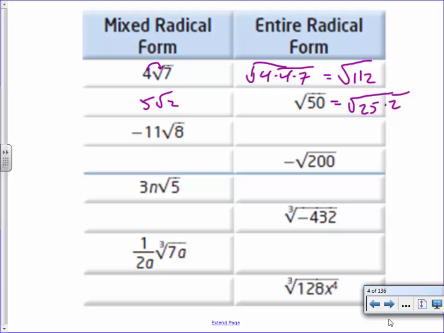I'm just going to start throwing a few answers up here on the board. Just check your work against mine. I wasn't intending to spend all of my time today on this, but just make sure you have the idea.